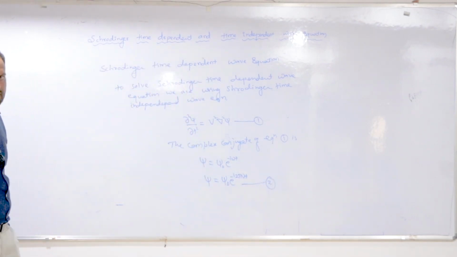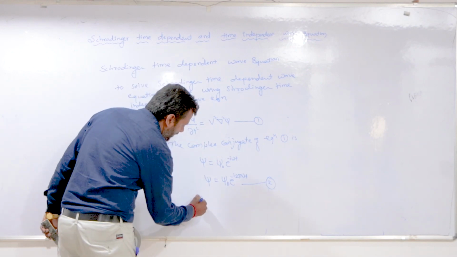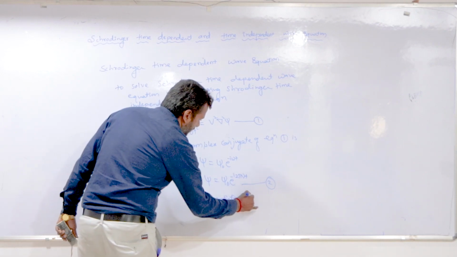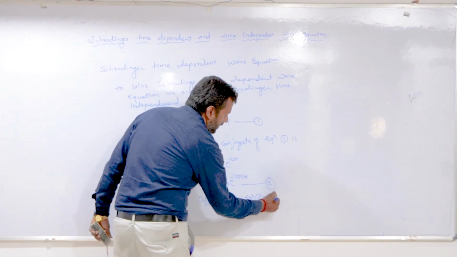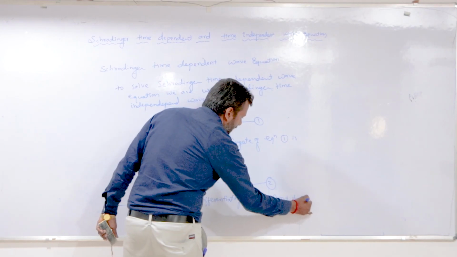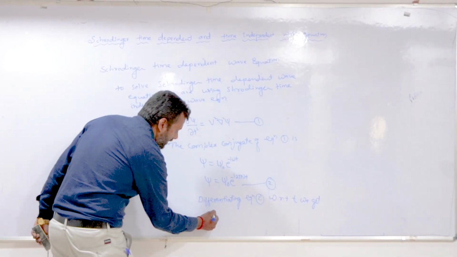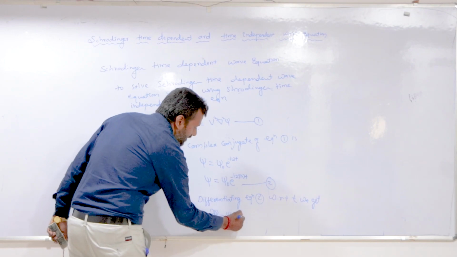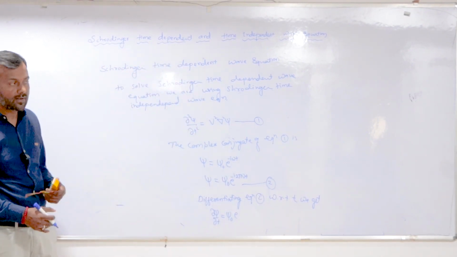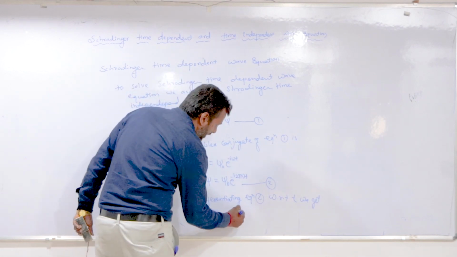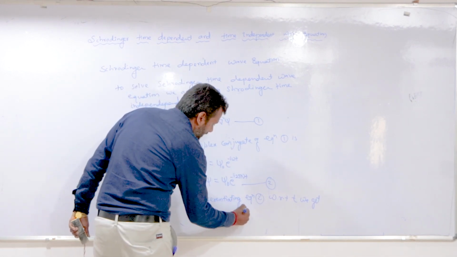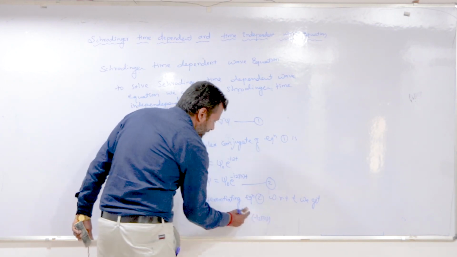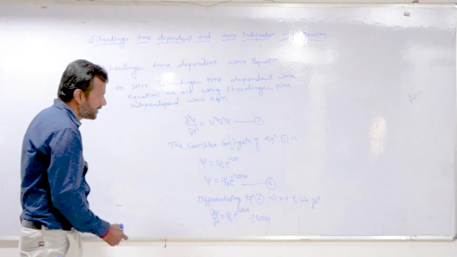Now we differentiate equation number 2 with respect to t. We get dou psi by dou t, with psi naught as it is. The differentiation of e to the power of x is e to the power of x times the differentiation of x, that is minus i 2 pi nu t, giving minus i 2 pi nu.